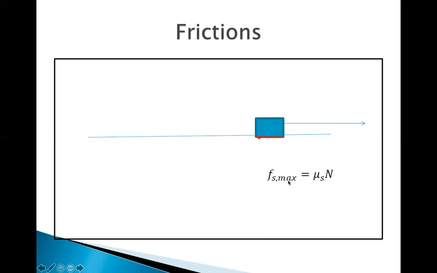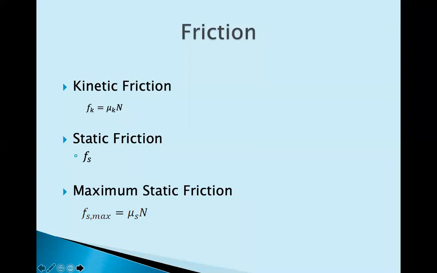Okay, so the maximum static friction, meaning the top of the peak, equals in magnitude the coefficient of static friction multiplied by the normal force.